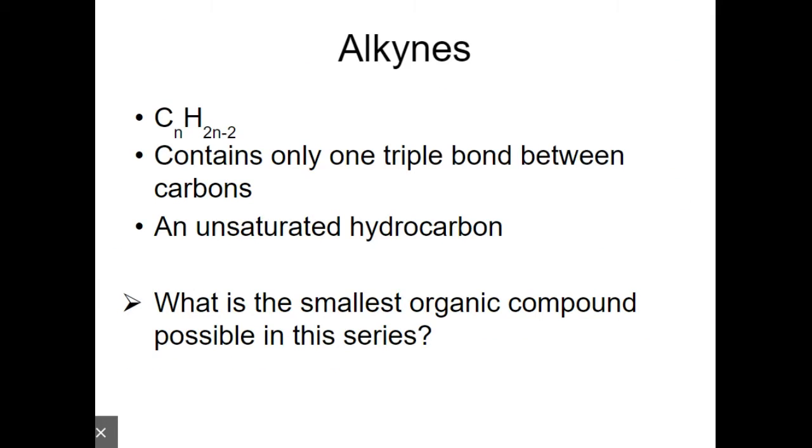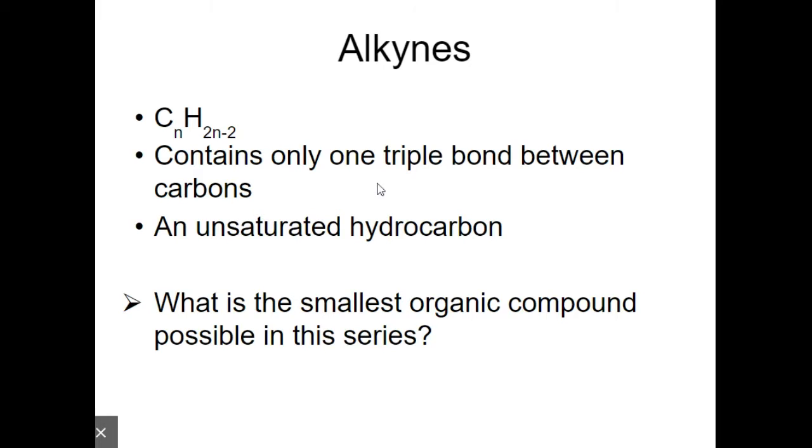Alkynes, if you look at table Q, you will see that they have a general formula of CnH2n-2. And that is because the alkynes have one triple bond between the carbons. This is similar to the alkenes that have one double bond between the carbons, but the alkynes have a triple bond between the carbons. And because there is a triple bond, they are also considered an unsaturated family of hydrocarbons.